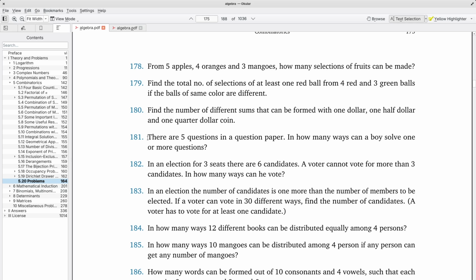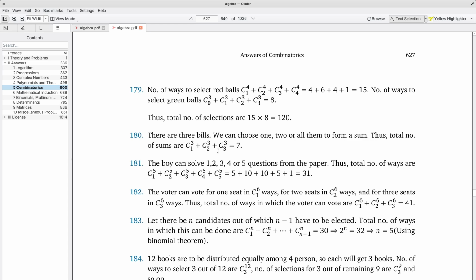Question 181 says that there are 5 questions in a question paper. In how many ways can a boy solve 1 or more questions? So the boy can solve 1 or 2 or 3 or 4 or 5 questions from the paper. The total number of ways are 5C1 plus 5C2 plus 5C3 plus 5C4 plus 5C5. That is 31 ways total.